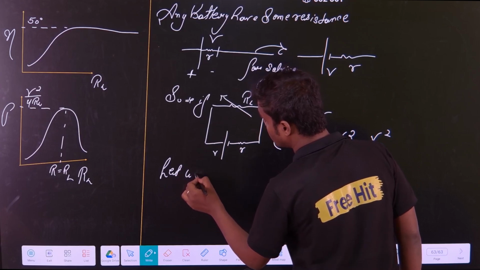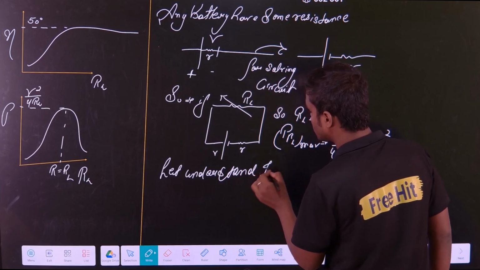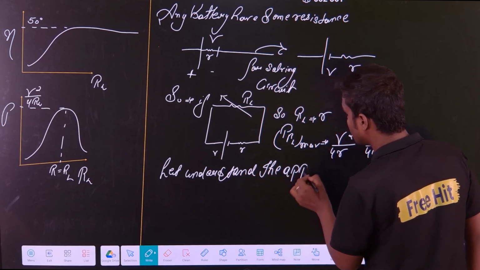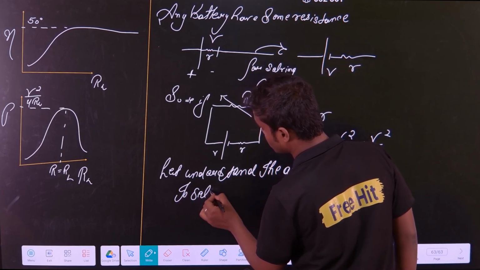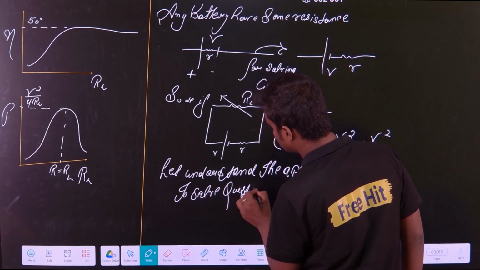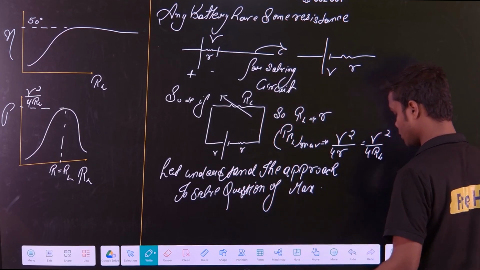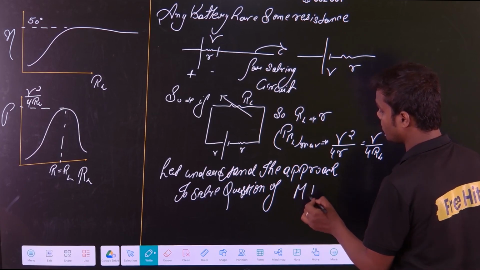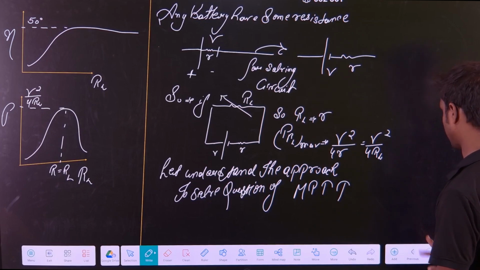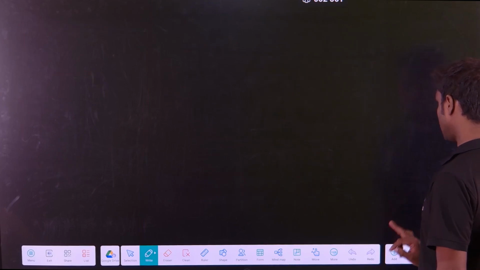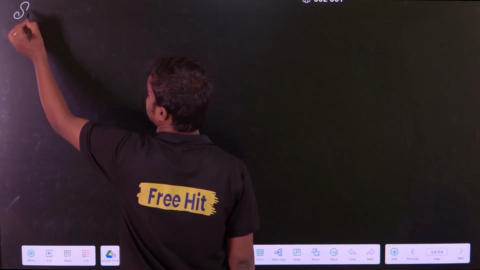Let's understand the approach to solve questions of the maximum power transfer theorem, MPTT. What is the approach? Any type of circuit is given. There are 3 steps.